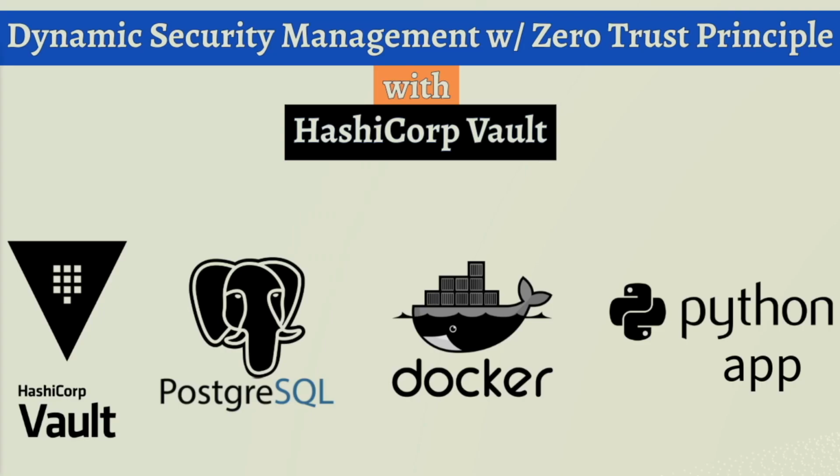In this project, we are going to look at a secret management system with zero trust using HashiCorp Vault. So we are going to build a secure Python application that connects to a database, which is a PostgreSQL database, and it uses HashiCorp Vault to dynamically generate secrets such as username and password in order to connect to the database. Now, all the parts of this project are going to be running in a Docker container. So we will use Docker and Docker Compose to orchestrate the whole thing.